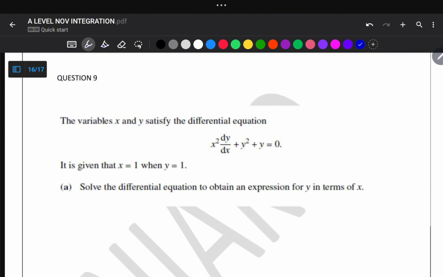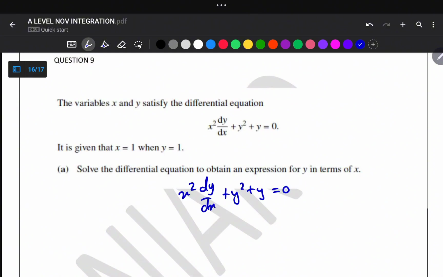So here we are given this differential equation, x squared dy by dx plus y squared plus y being equal to 0. The first step is to shift y squared plus y to the other side of the equation, and on the left hand side we are left with x squared dy by dx. So it is now x squared dy by dx being equal to negative y squared plus y.